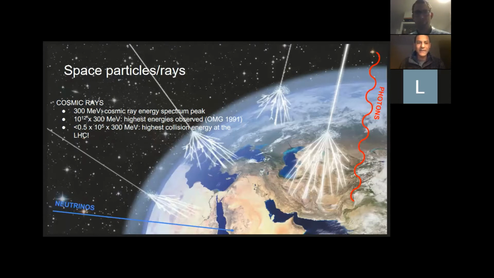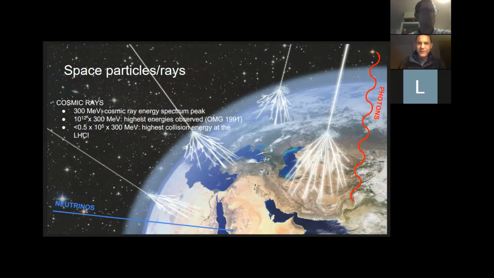This is the LHC. James knows it very well. It's the accelerator at CERN in Geneva, and it's the most powerful particle accelerator in the world. And here you have a maximum collision energy of 14 TeV. You have it converted into these 300 MeV units, so you can see more easily. And that's 1,000,000 times lower in energy compared to this highest energy particle observed. This is, by the way, the OMG particle, the oh my god particle, detected in 1991.